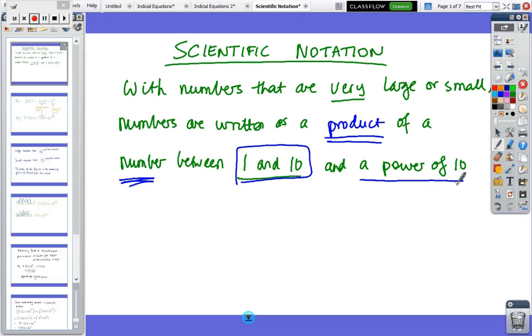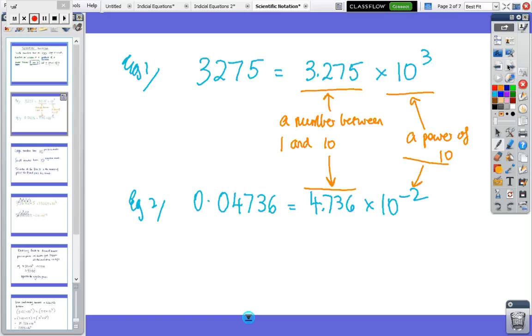Okay, so what that means is, for instance, if I've got 3,275, to get this to be a number between 1 and 10, I can only use the 3 part. So the answer is 3.275 by 10 cubed. The 10 cubed is the power of 10. And on the next few slides, I'll show you how this is calculated.